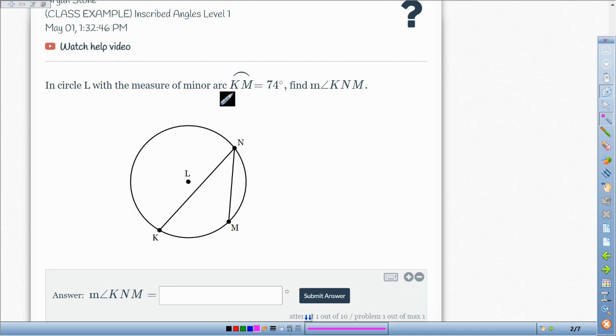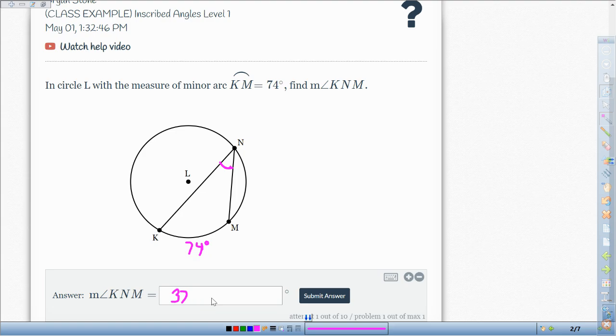This one is giving us the measure of the arc. It's saying arc KM is 74 degrees, asking us to find the measure of angle KNM, this inscribed angle. Well, there it is. We know that the angle is half the arc, so I can literally just take 74, divide by 2, and it looks like this is going to be 37 degrees. So you can go ahead and put in that answer.